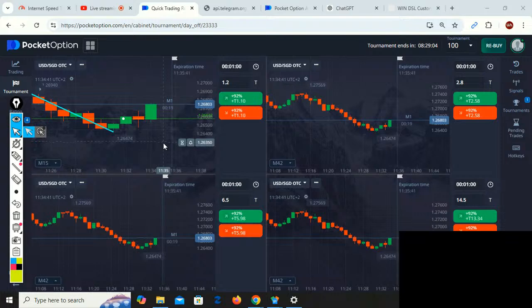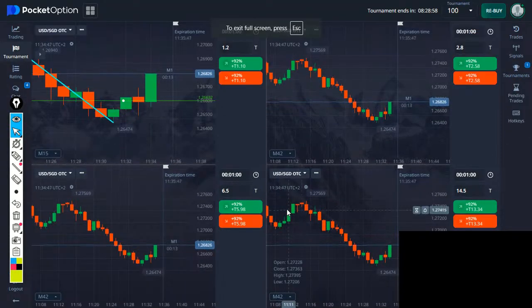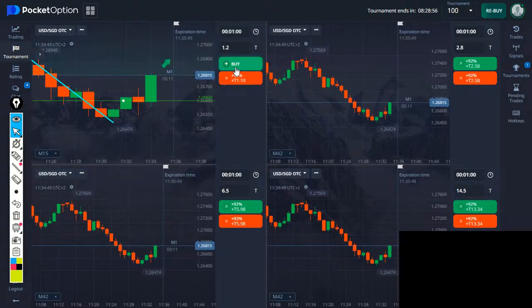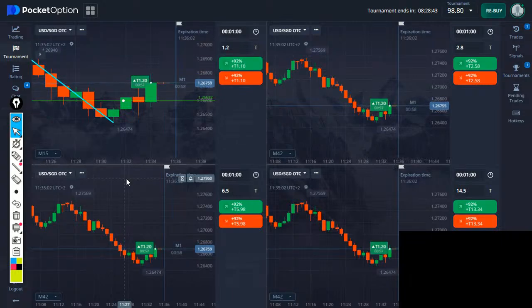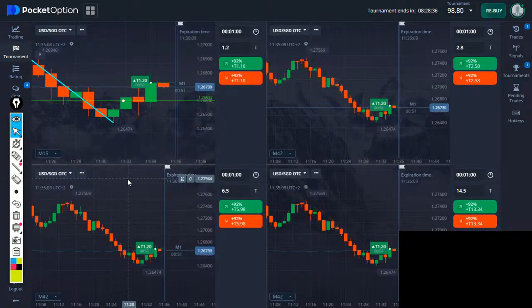I'll wait for the end of this candle to open our first trade. Let's go full screen. Okay, 6 seconds left. Let's go for a buy here. So we started our martingale strategy with the first trade ongoing.